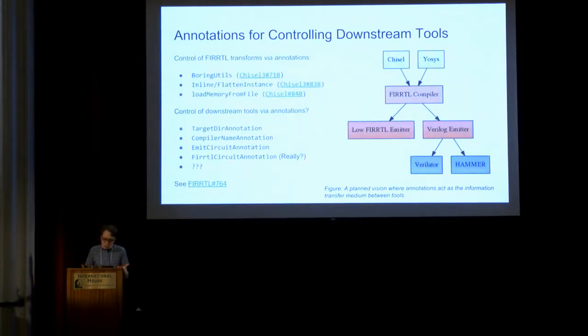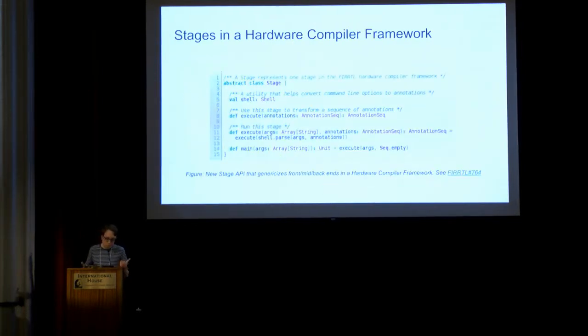So really what that comes up with is this concept that we've been floating around with this RFC here, FIRRTL 764, of everything in this is a stage. And really what that means is a stage is a mathematical transformation on a sequence of annotations. And a sketch of what that API looks like here, but you can kind of ignore everything, but just look at the middle method. What a stage is doing is it's taking some annotations and transforming those annotations.